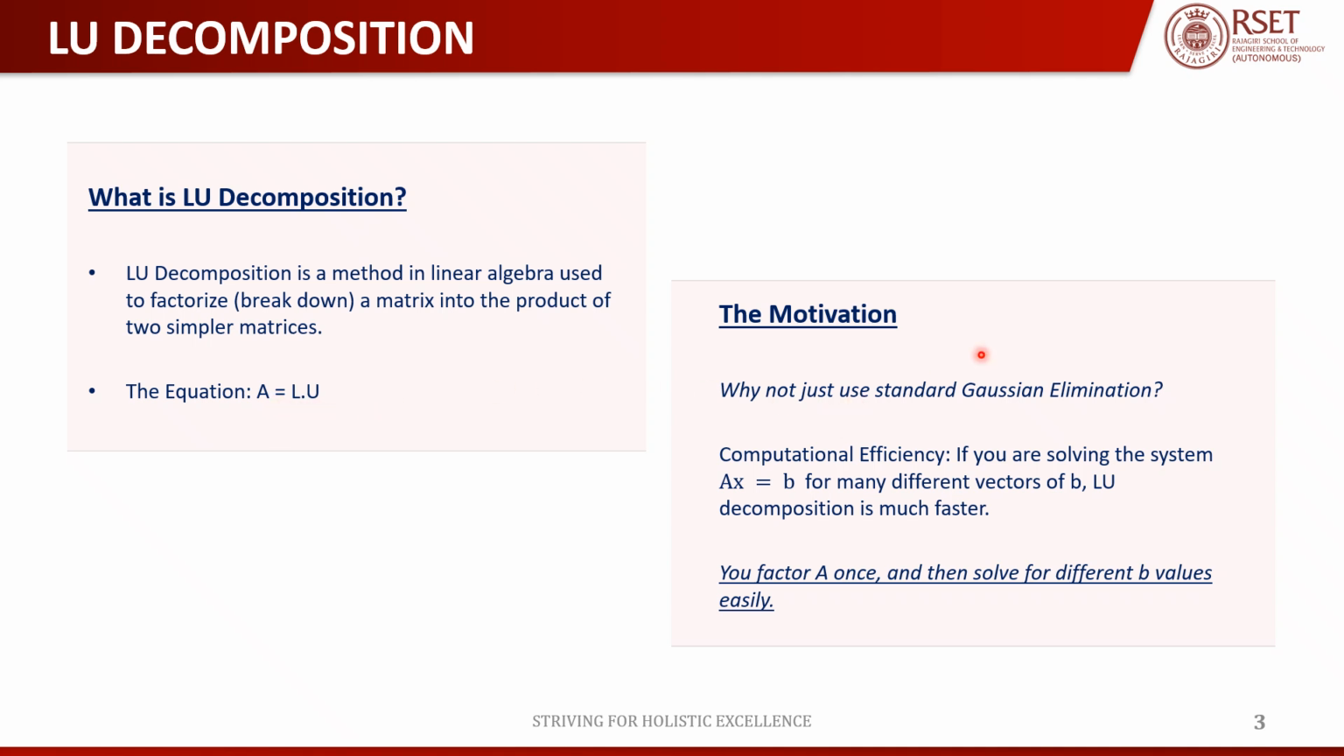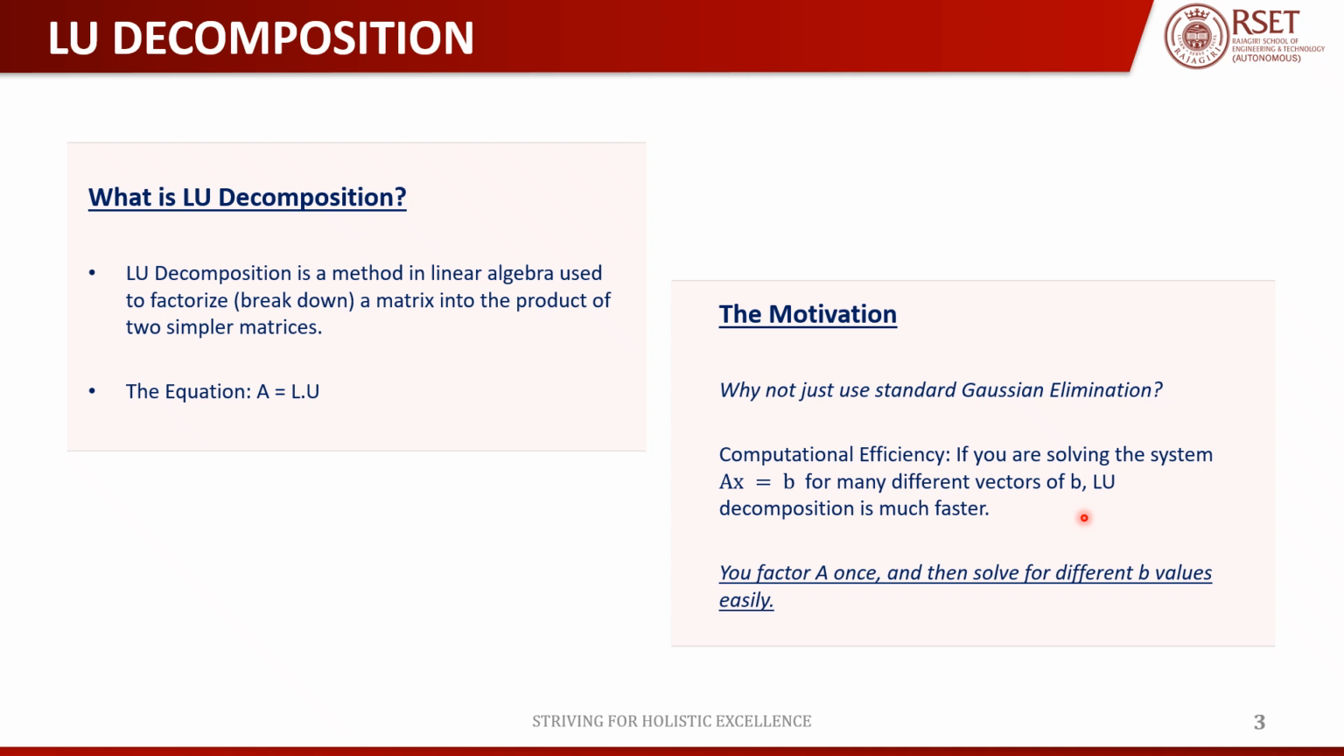So why are we using this method? We have already studied a method, Gaussian elimination. So that is enough for solving this. The reason we are choosing LU decomposition is computational efficiency: if you are solving the system Ax equals B for many different vectors B, LU decomposition is much faster. In Gaussian elimination, for one B we have to do the whole method. But here, if we decompose A into L and U, we can take any B to solve this. So that is the specialty of this method.